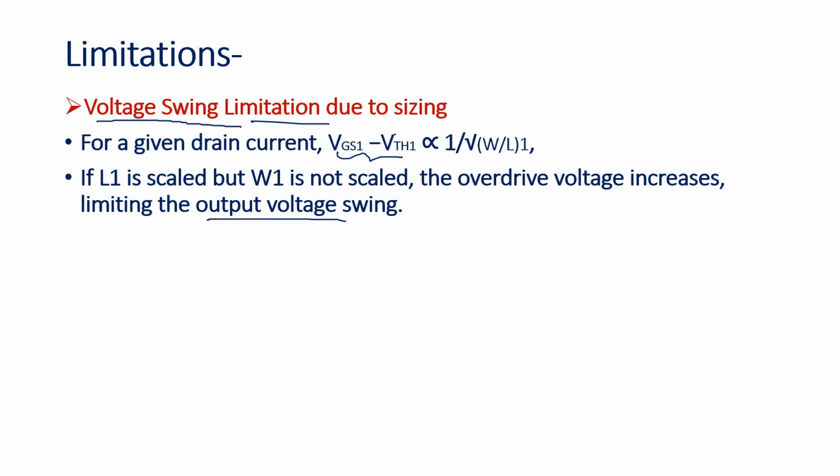Because if VGS1 minus VTH1 is limited, it means the drain to source voltage is limited, because this value is the minimum drain to source value. This is your minimum value. So if this value is limited by the sizing of the first transistor, your swing will be limited, or the minimum output voltage value will be dependent on the scaling factors of this W/L. So this will be limited here.